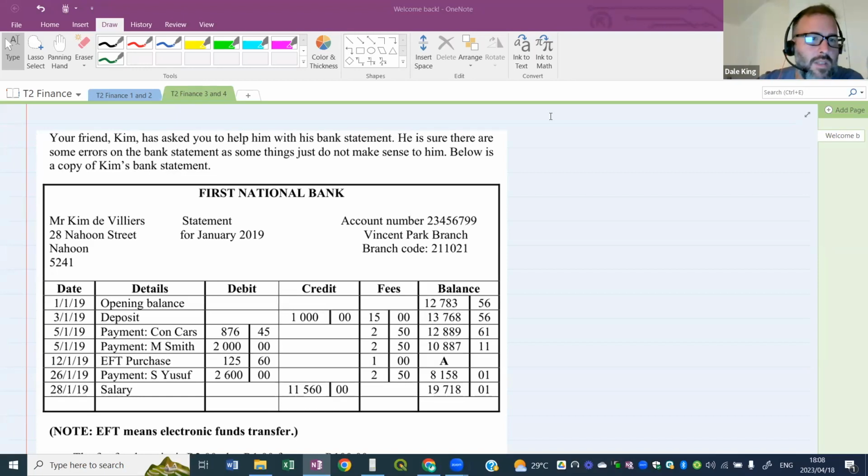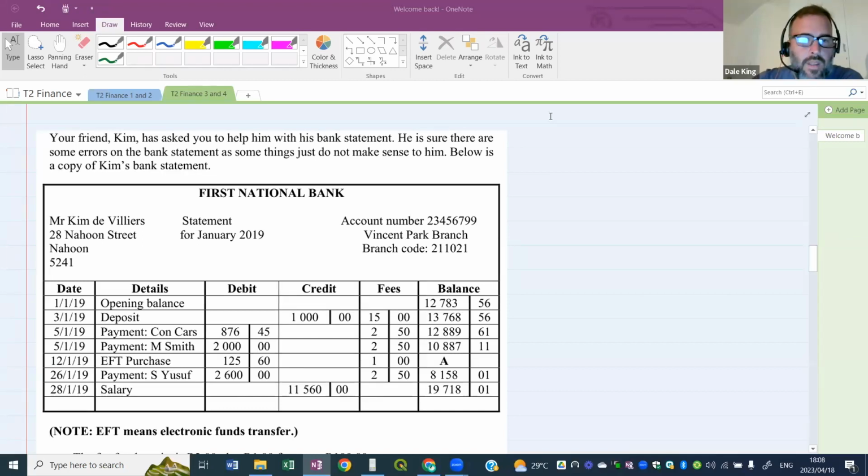It says Mr. Kim de Villiers there at the top, and he's got his address there. Statement for January 2019, so it's a statement for one month of transactions. We've got his account number. Guys, it's not a real account number, so these are fake. Then the Vincent Park branch code. That's all the bank information there. Okay, let's have a look.